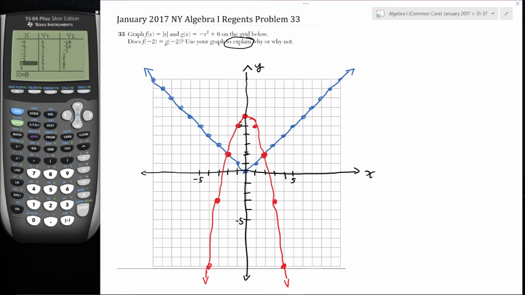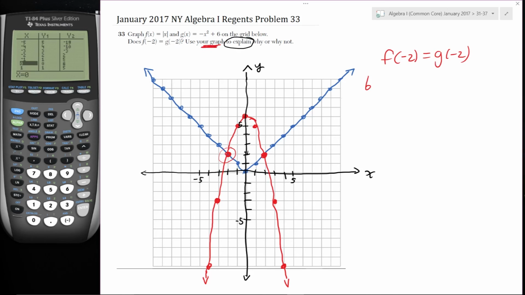The question is now, is f of negative 2 equal g of negative 2? Well, they intersect at the same point. So f of negative 2 equals g of negative 2. And it says use your graph to explain why or why not.